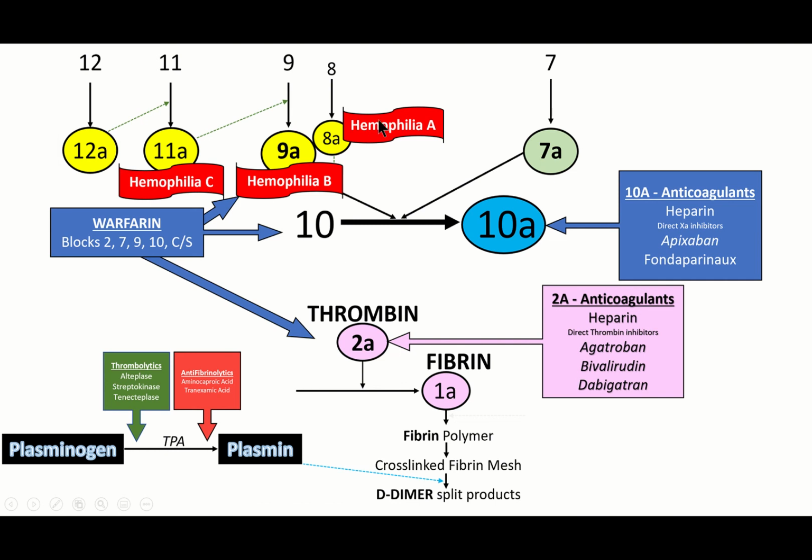Here are some of the pathologies in red. Hemophilia C, B, and A. Remember, these are X-linked.